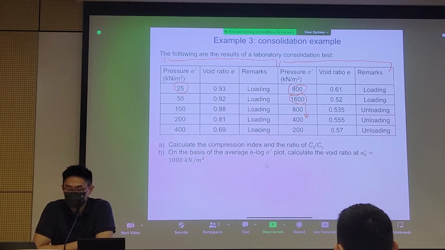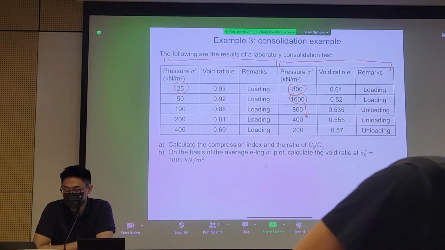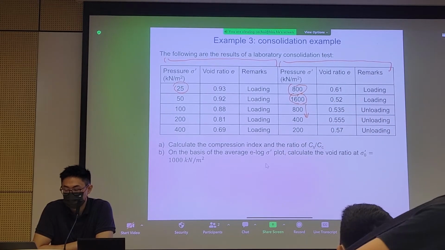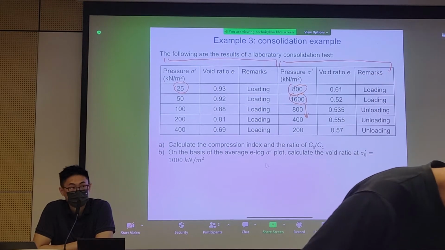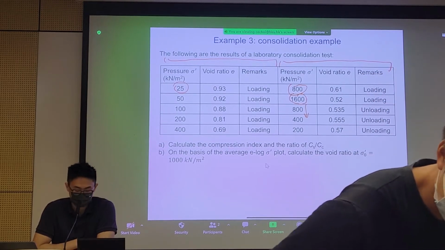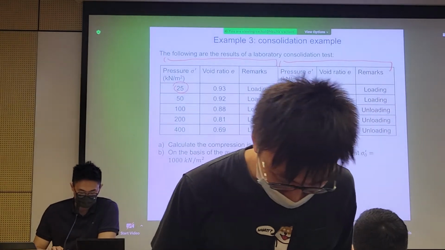The second part of the question asks, if you have a void ratio versus log normal effective stress plot, can we calculate the void ratio at a normal effective stress of 1000 kPa? So we can solve these two together.